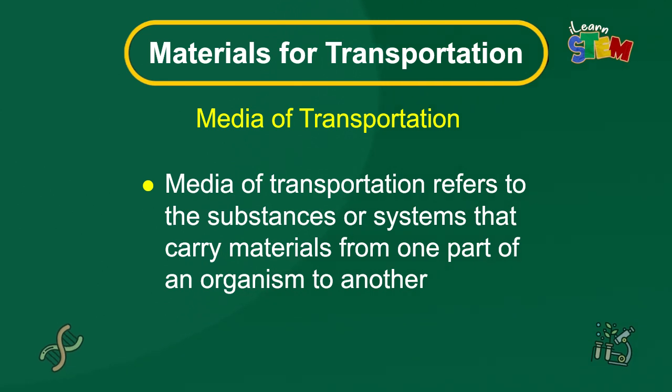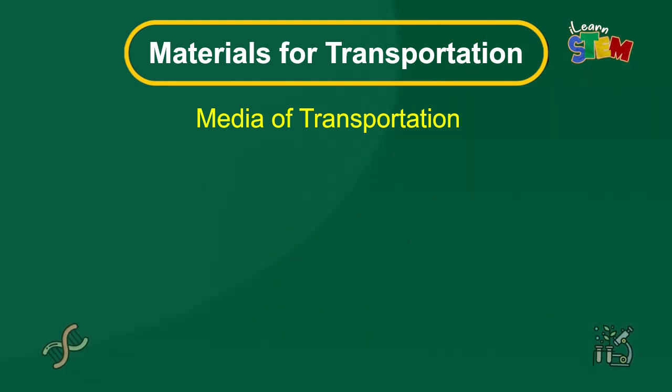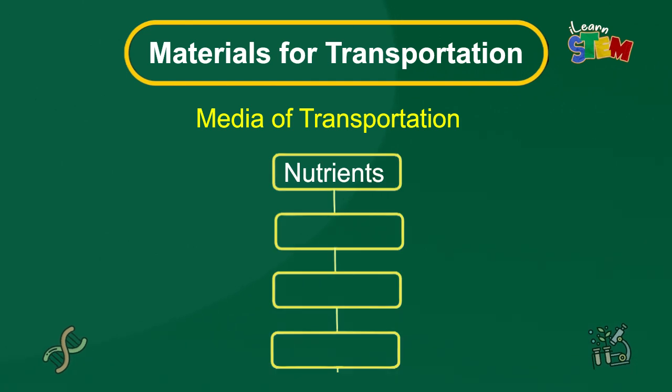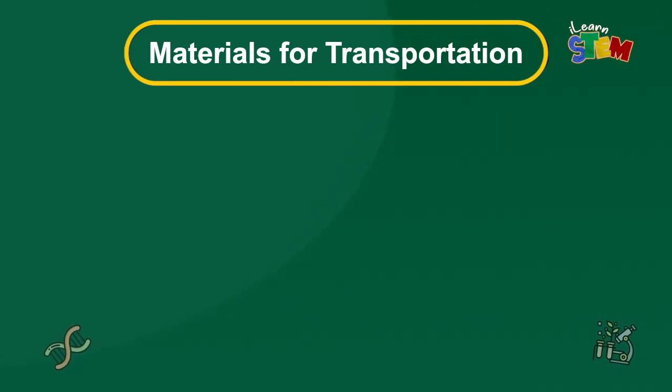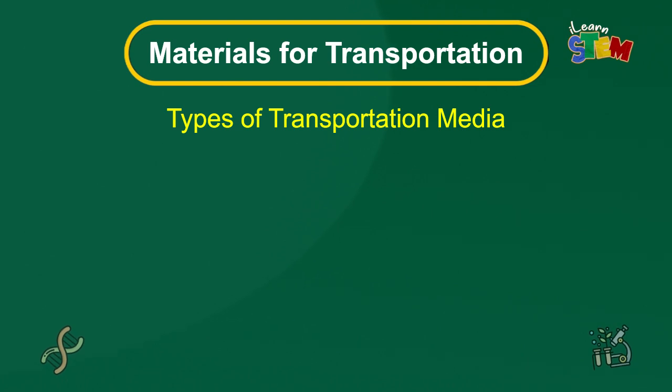Media of transportation refers to the substances or systems through which materials are carried from one part of an organism to another. These media ensure that essential nutrients, gases, hormones, and waste products reach their destinations efficiently. There are different types of transportation media.